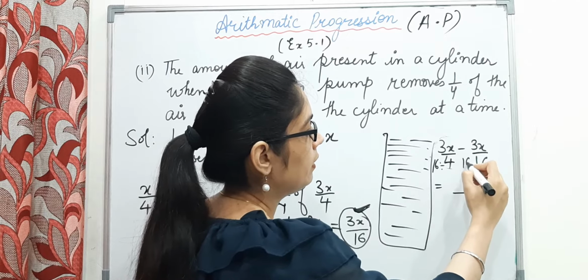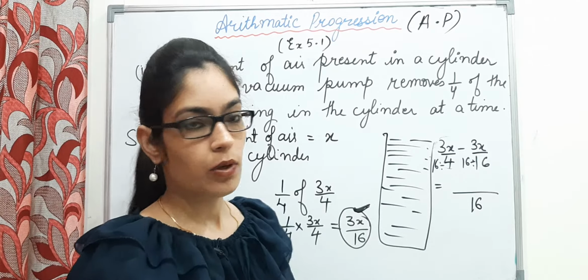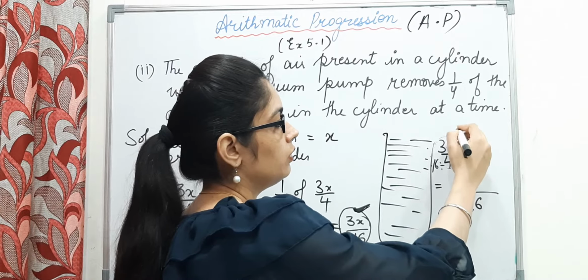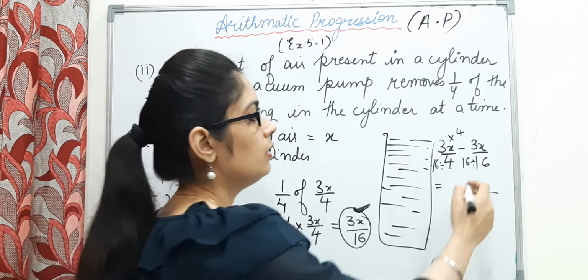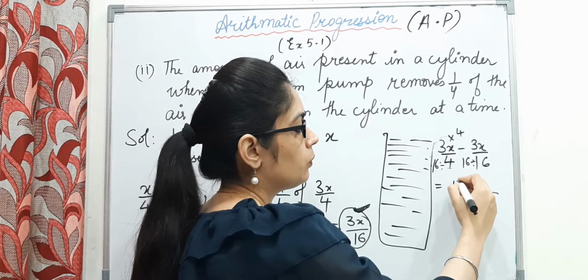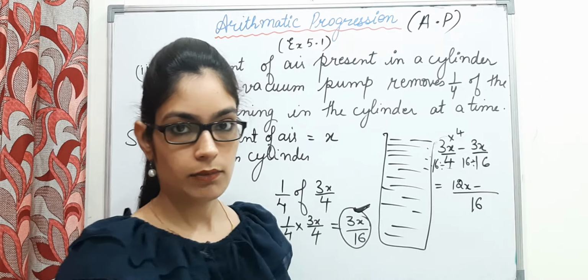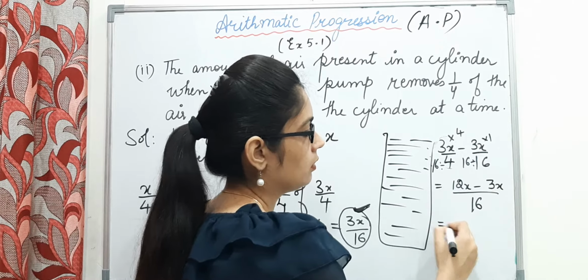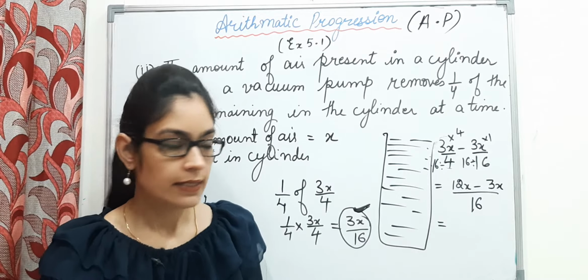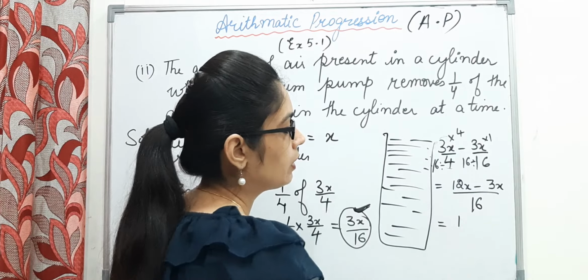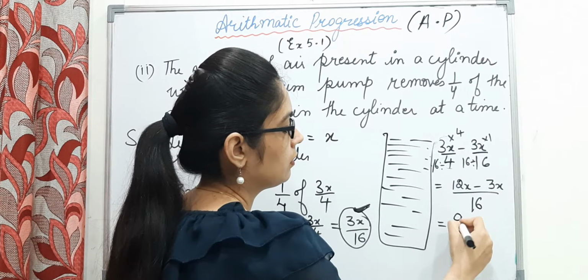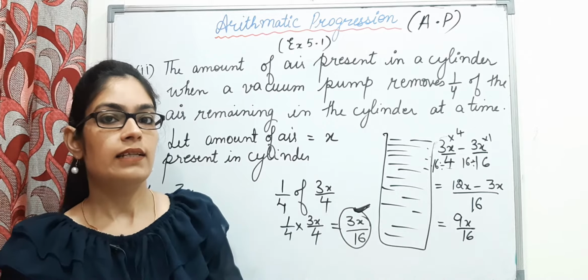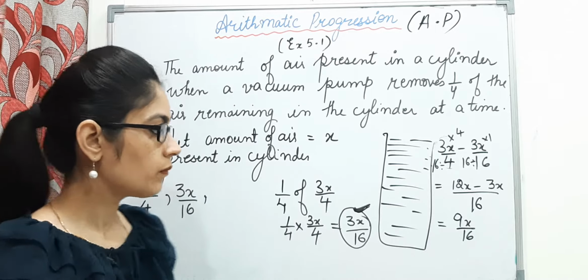Same way as we solve LCM, we divide by the denominator and multiply that with the numerator. 16 divided by 4 is 4, and multiplying with the numerator, 3 into 4 is 12. So 12x minus, 16 divided by 16 is 1, 1 into 3x. 12x minus 3x is 9x by 16. So 9x by 16 is now the remaining air.